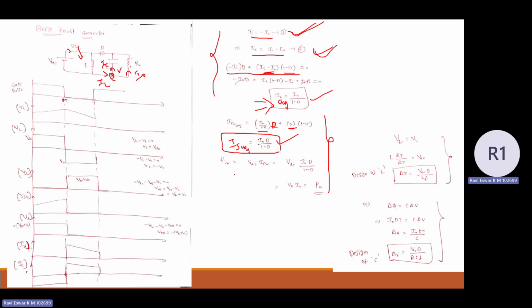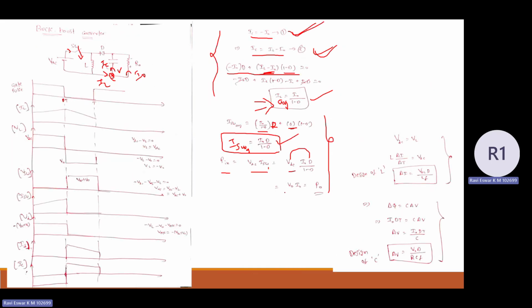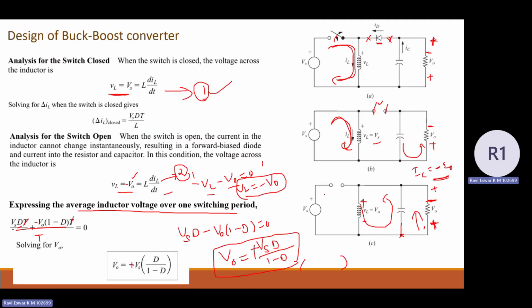So you can verify the input power as VDC into I switch, the average of the switch current. The average switch current I can write as I naught into D by 1 minus D. So VDC into D by 1 minus D, that is equal to V naught. We just now derived this, right? V naught equal to VDC or Vs into D by 1 minus D. As the converter is in ideal state without any parasitics, the input power becomes equal to the output power. So that is the analysis for the buck boost converter.